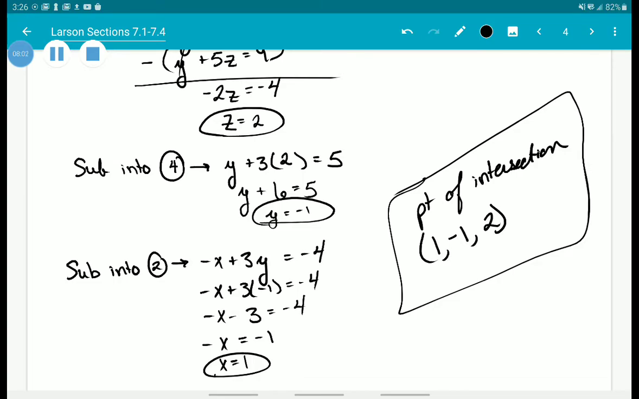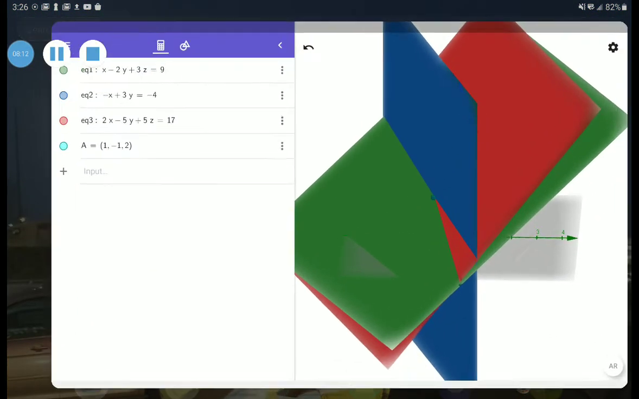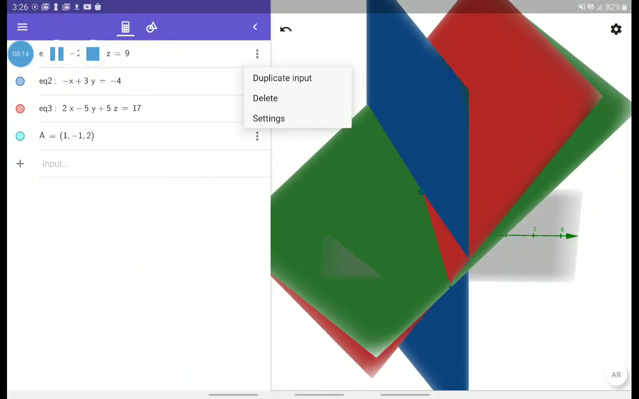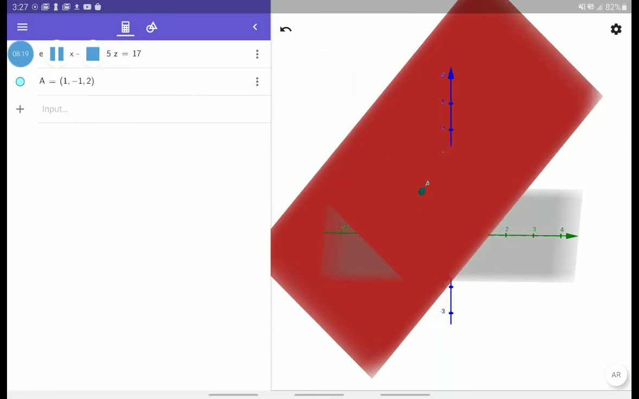So let's look at another example. This one has two equations and three unknowns. If we were to graph this, we're going to see two planes. So just for fun, let's go back to GeoGebra and graph these. I'm going to delete the last example.